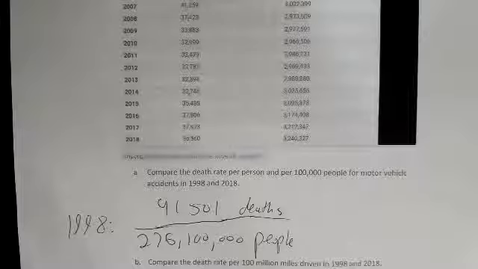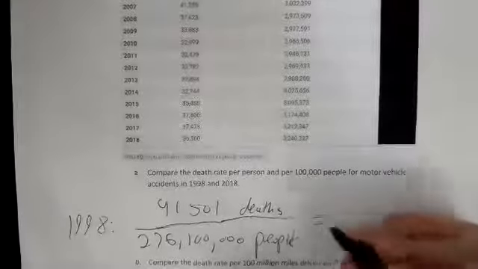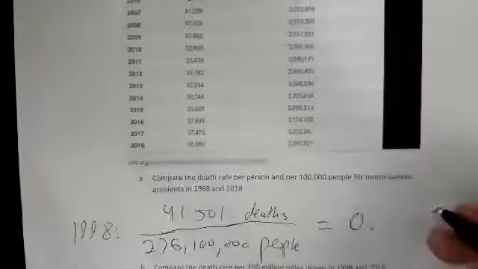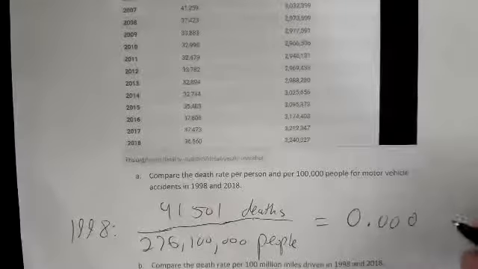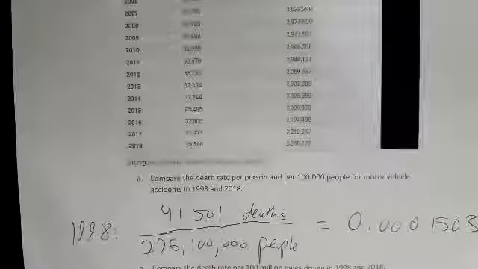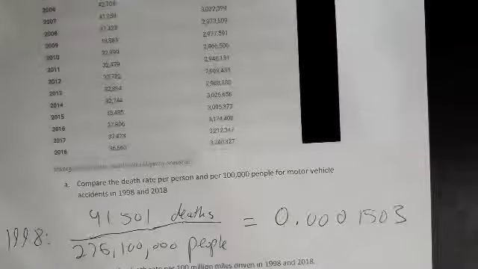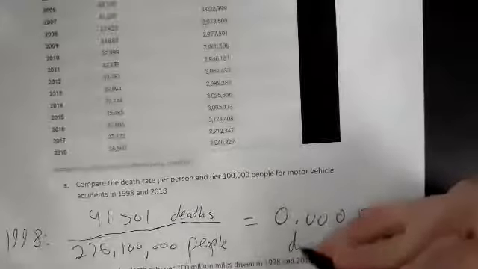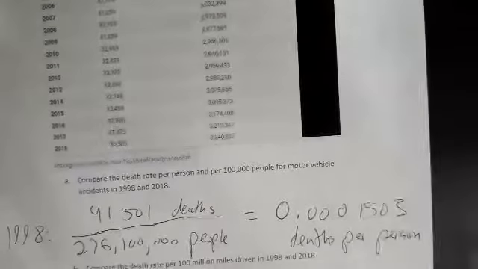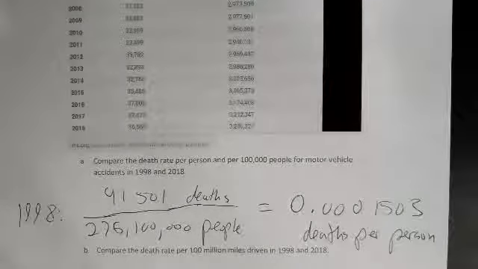So we're doing this twice, right, Professor? One for 1998 and one for 2018, correct? Yep. Okay, I got it. And so this is giving me somewhere in the ballpark of 0 point, and I should get 3 zeros and then a 1503, somewhere in that ballpark. And this is what, in deaths per person? He didn't even kill a whole person.